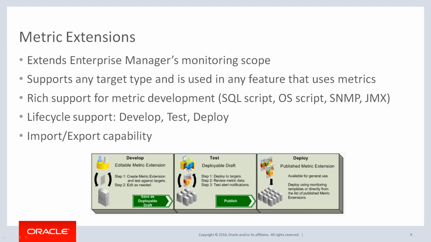Unlike user-defined metrics, metric extensions can be built for all target types. After selecting a target type, there is one or more adapters available to build the metric extension. Examples of these adapters are OS command, where a shell script is run at the OS level. If the target type is a database, we have a SQL adapter that can run PL SQL scripts on the database. We also have adapters for SNMP and JMX to support management information base files and middleware servers.